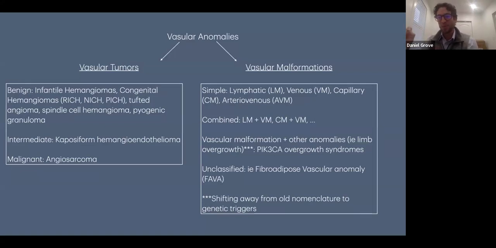The only vascular malformation that doesn't fit nicely with a primary vessel is something we call FAVA, or a fibroadipose vascular anomaly. We'll broach that as well. When you go through old textbooks, you might also see things under the vascular malformation heading, like syndromes like CLAPO or NCAP. These are now under the umbrella of PIK3CA overgrowth, and we'll review that as well.